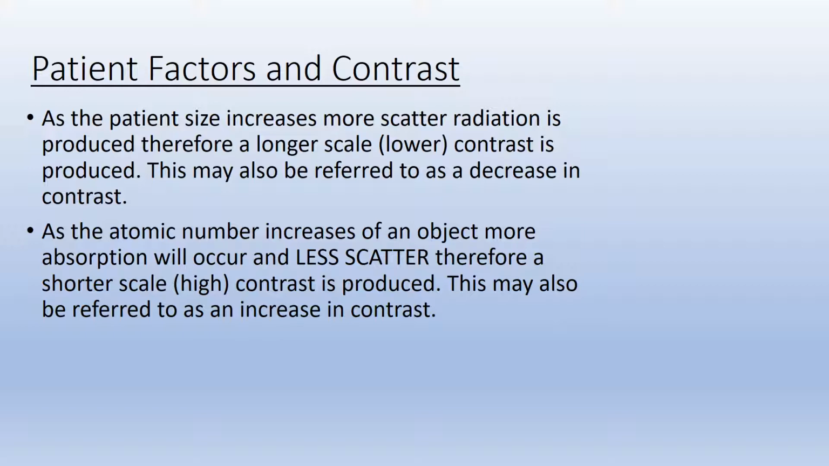As the atomic number of an object increases, more absorption will occur and less scatter. Therefore, a shorter scale or high contrast is produced. This may also be referred to as an increase in contrast.